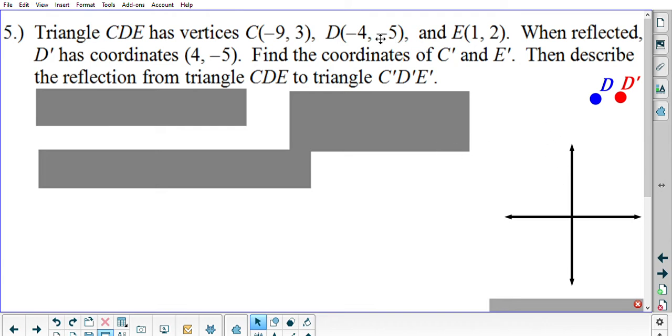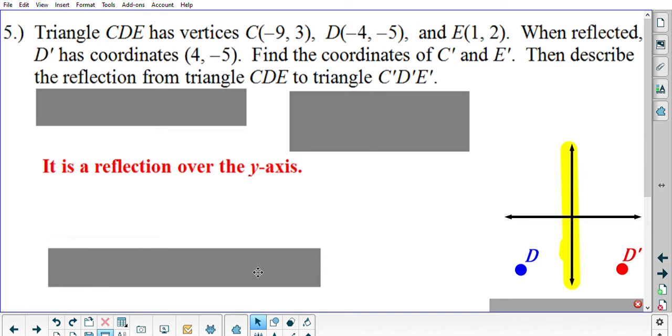We had D, and then they tell us what D prime is. So where would D be? (-4, -5). That would be left and then down, so that's somewhere around here. Just kind of sketching this real quick. Now, when reflected, D prime is going to (4, -5), so you would go to the right 4 spaces, but still go down 5. I hope you can now see what I can clearly see. This is a reflection over the y-axis. So I can already answer the very last part of this problem where it says to describe the reflection. I already know what that is. This is a reflection over the y-axis.